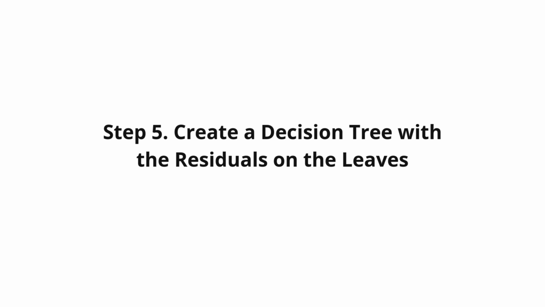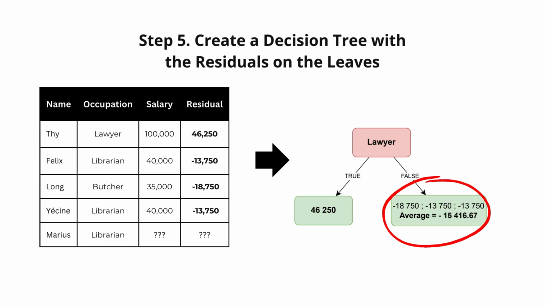Step 5. We create a decision tree with the calculated residuals on the leaves. We are not going to detail how we built the tree, but just focus on one thing. On this specific leaf, circled in red, we had several residuals, and we calculated their average to unify them. But why? The reason is, as always, minimizing the sum of losses, as we have done in step 3.